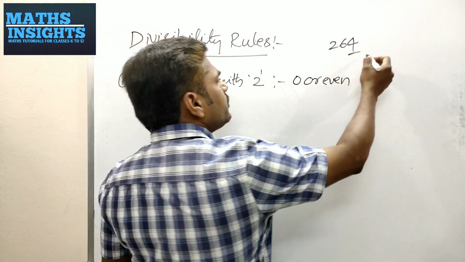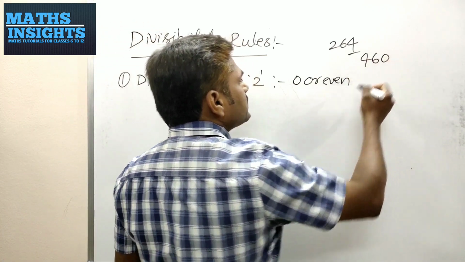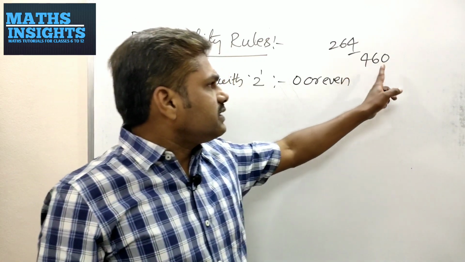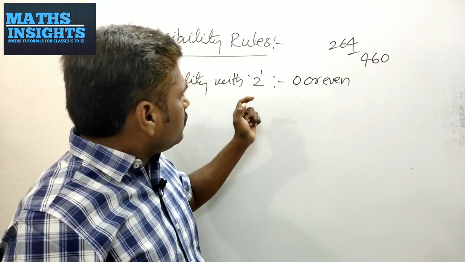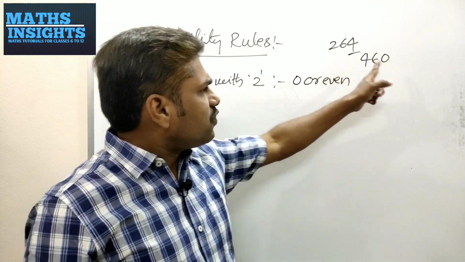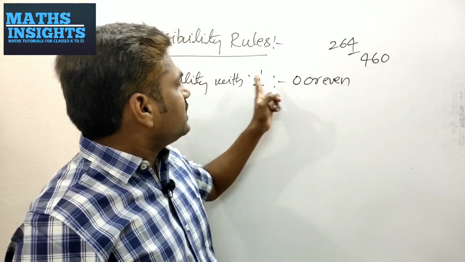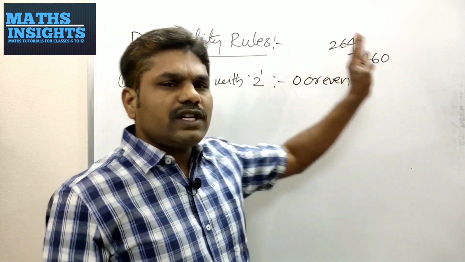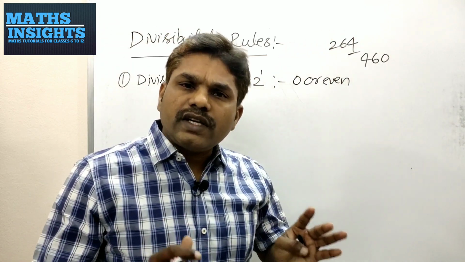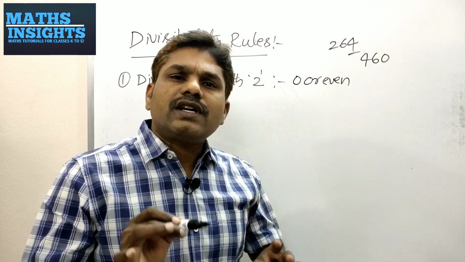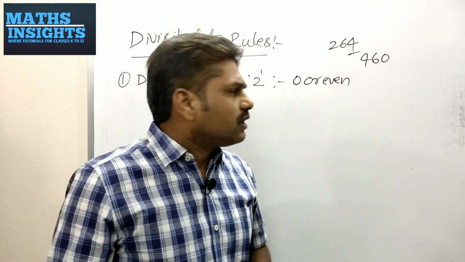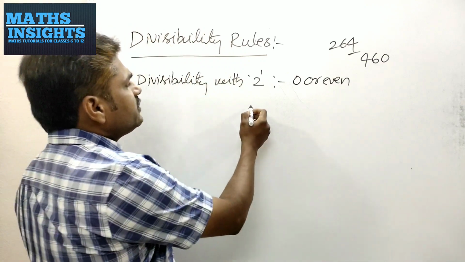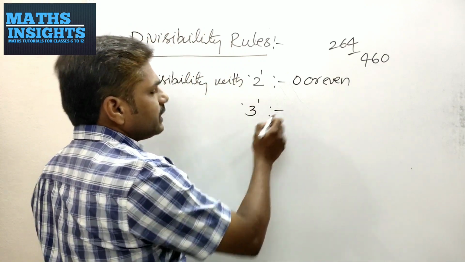And also if you take 460, in this the digit in the units place is 0. Therefore you have to understand that this 460 is exactly divisible by 2. Whatever the number, however big it is, you have to see the digit in the units place, then that will be over. Next, coming to the divisibility rule with 3.